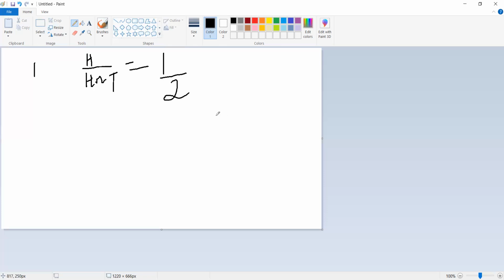So the total outcomes we know is 8: 2 power 3, 2 cube. It could be tail, head, head, or head, tail, head, or head, head, tail. No other possibilities. So it is 3 by 8. Correct?